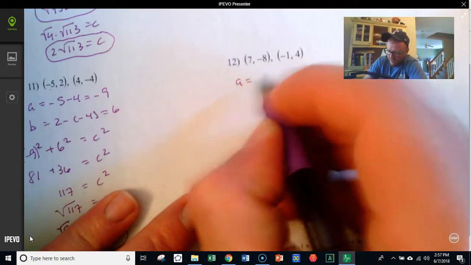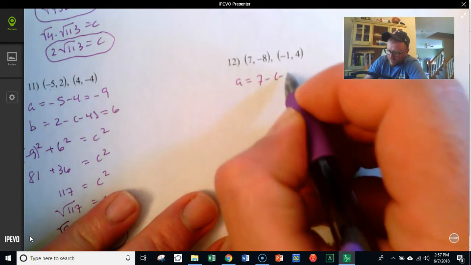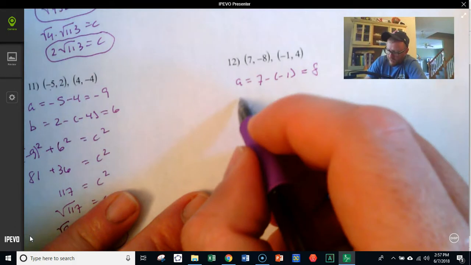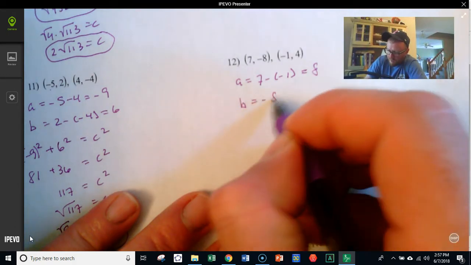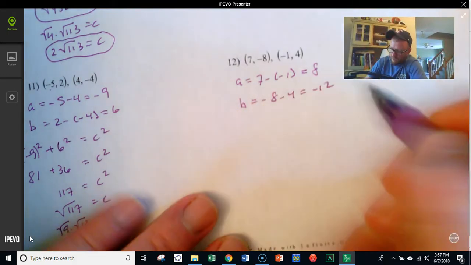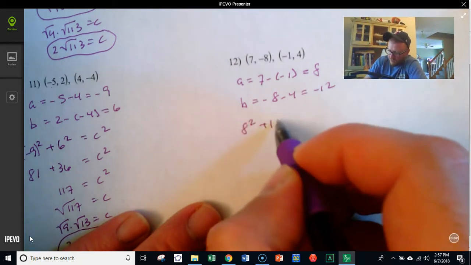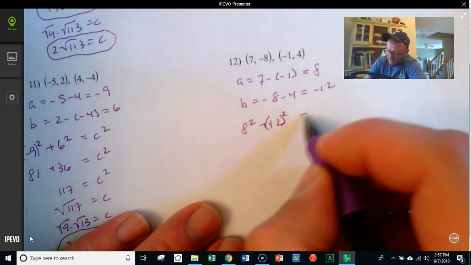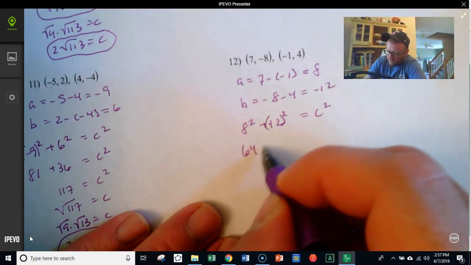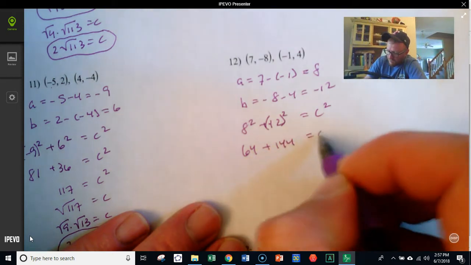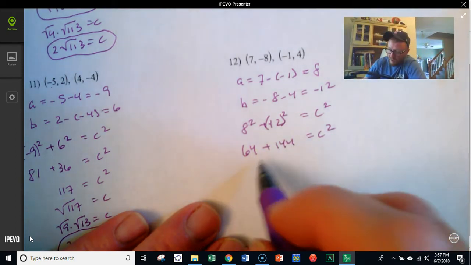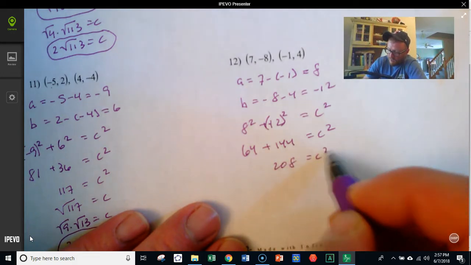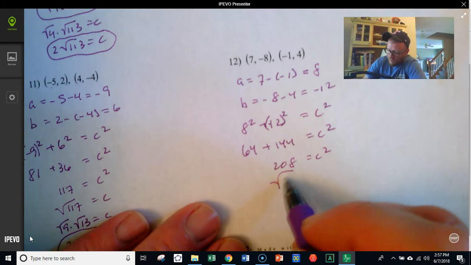So we have a, 7 minus negative 1, which is 8. And then I've got b, negative 8 minus 4, which is negative 12. So I have 8 squared plus 12 squared. Well, it should be negative 12 squared, but it doesn't really matter. Equals c squared. 64 plus 144 is c squared. And that would be 208 equals c squared.